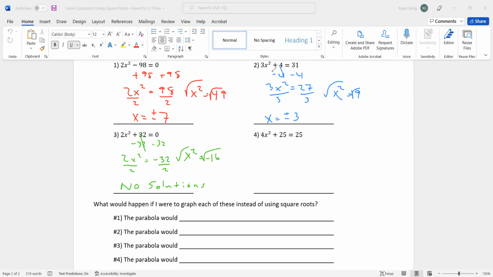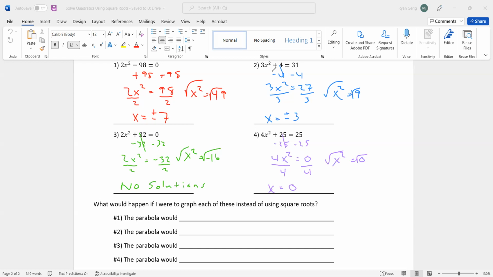Last one on top here. We'll subtract 25. I get 4x squared equals 0. Divide by 4. I get x squared equals 0. This is the one time when you take the square root of a number and get an answer where you don't do plus or minus. Plus or minus 0 is the same, they're the same. So it's just x equals 0.